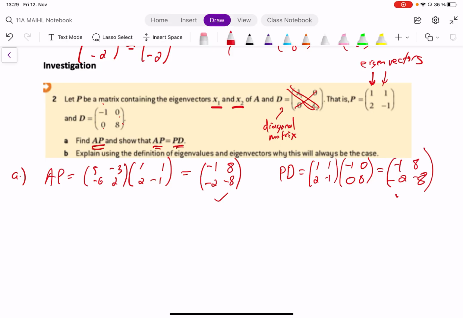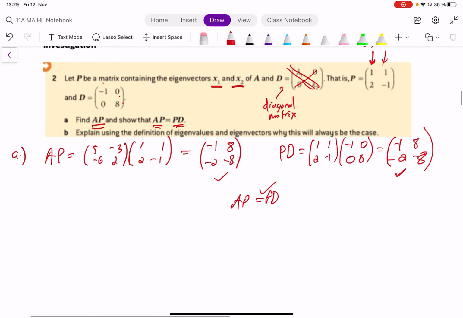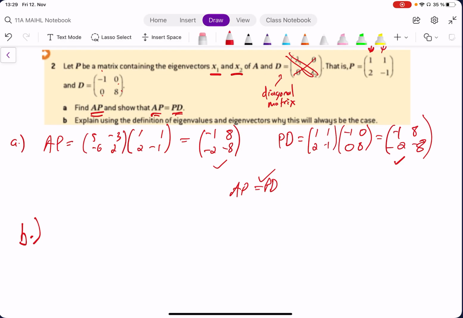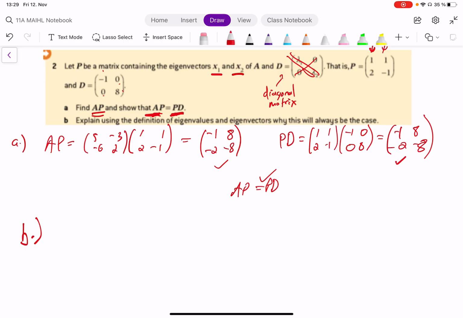Right, so we show that, yes, they indeed are the same, right? AP does equal PD, and we've done that first part. So part B says explain, using the definition of eigenvalues and eigenvectors, why this will always be the case. Like, why is it always true that AP equals PD when you have this kind of diagonal matrix that represents D, this P matrix, which represents the eigenvectors? Why, when I multiply those together, do I get the same thing?